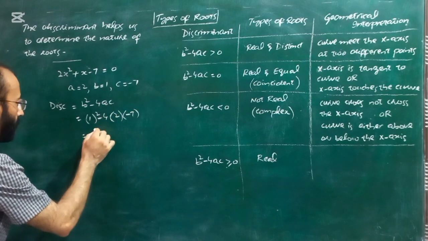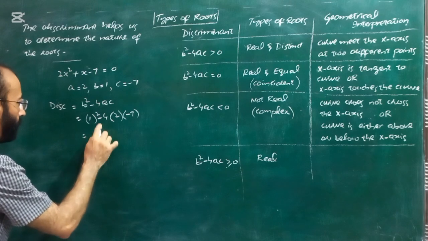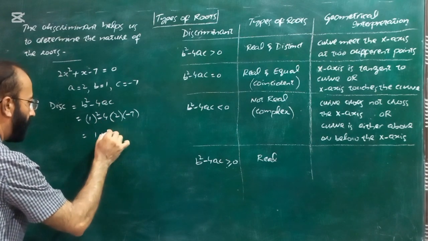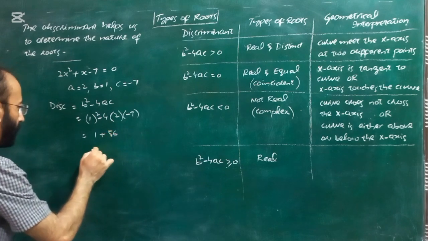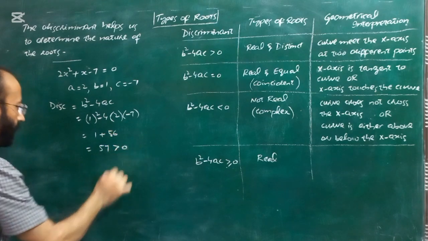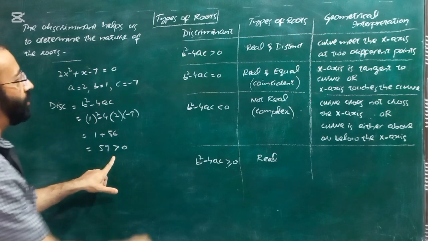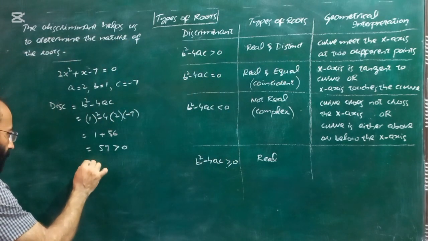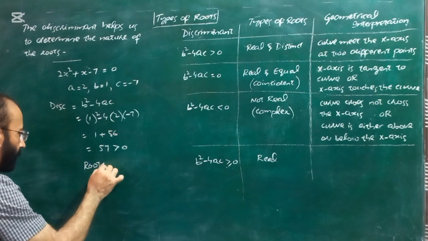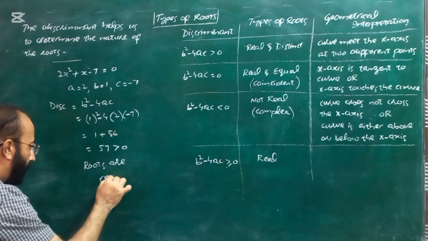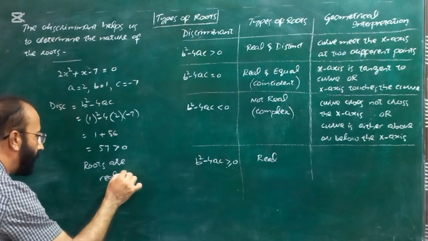Solving it now, it is 1 minus minus, plus, 4 2s are 8, 8 7s are 56, so 57, which is greater than 0. So the discriminant is greater than 0. It means roots are real and distinct. So roots are real and distinct.